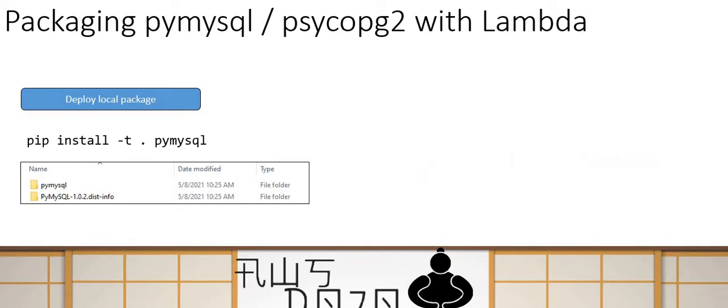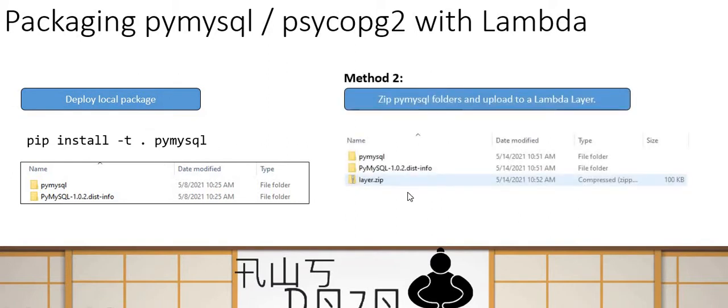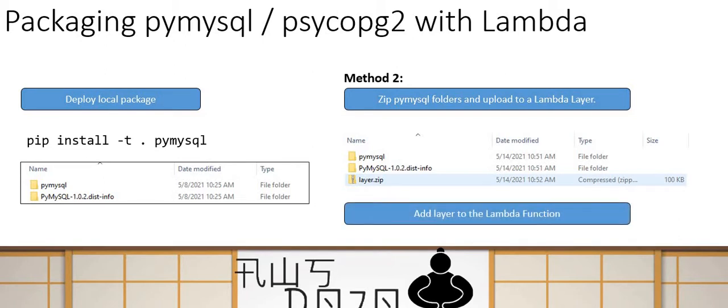The method number 2, which I will say is the preferred method, is of course you have to create a local deployment, but then what you can do is that these distribution folders of PyMySQL you can zip and upload as a Lambda layer. So instead of zipping your Lambda function code plus library both together into one, you first take your PyMySQL folders and upload that to a Lambda layer. And then that Lambda layer you can add to the Lambda function, and that way the Lambda function code can still use the PyMySQL library.